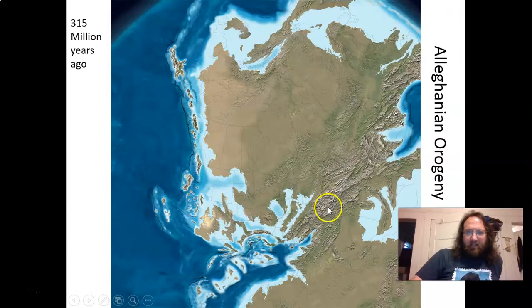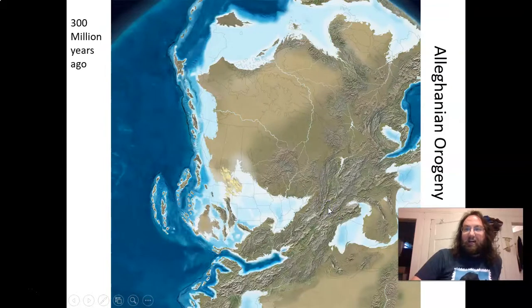Pennsylvania becomes very high mountains, and we have mountain ranges higher than the Himalaya up and down what would become the eastern U.S. Now, at this point, the eastern U.S. is not the East Coast. It is actually the center of a large continent, just like the Himalaya, kind of at the heart of Eurasia at this point.